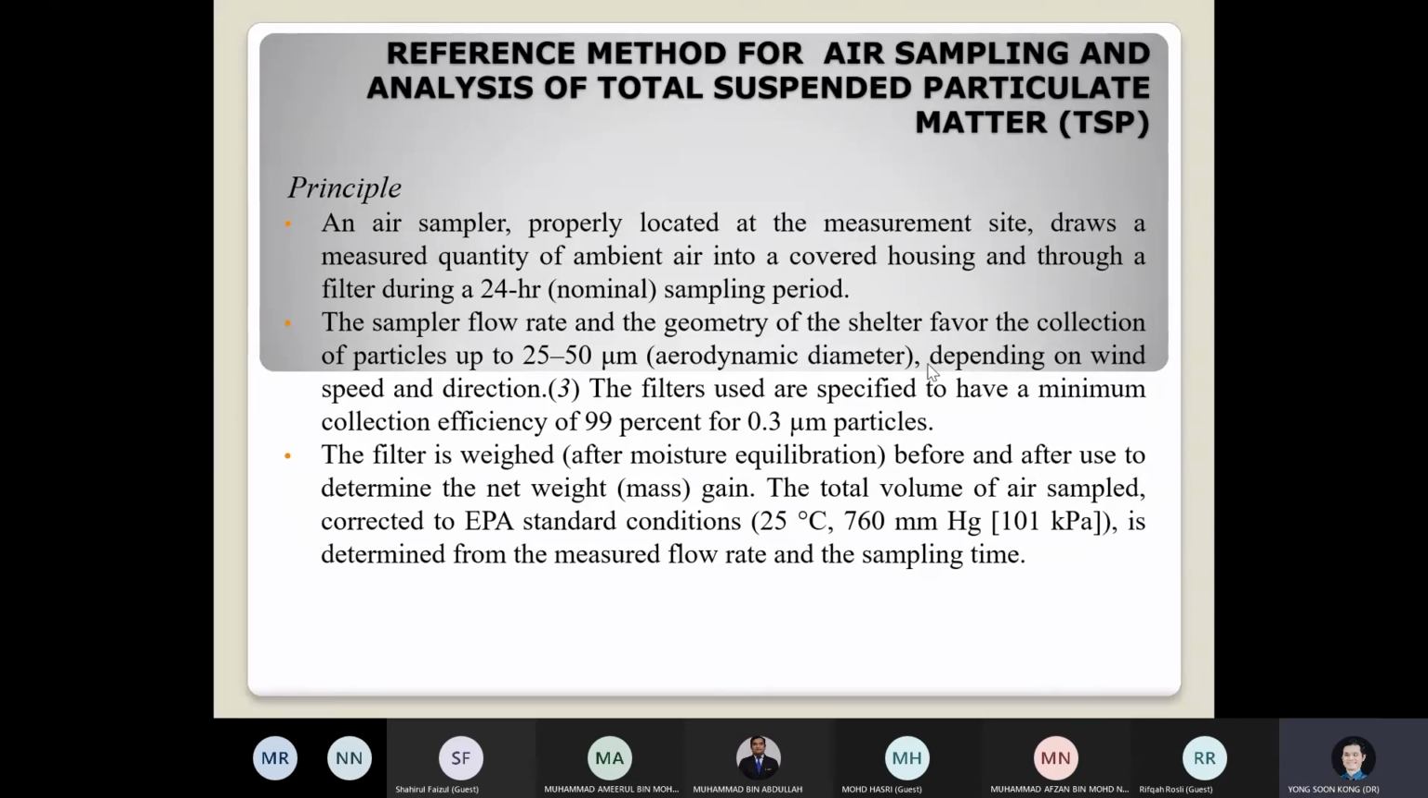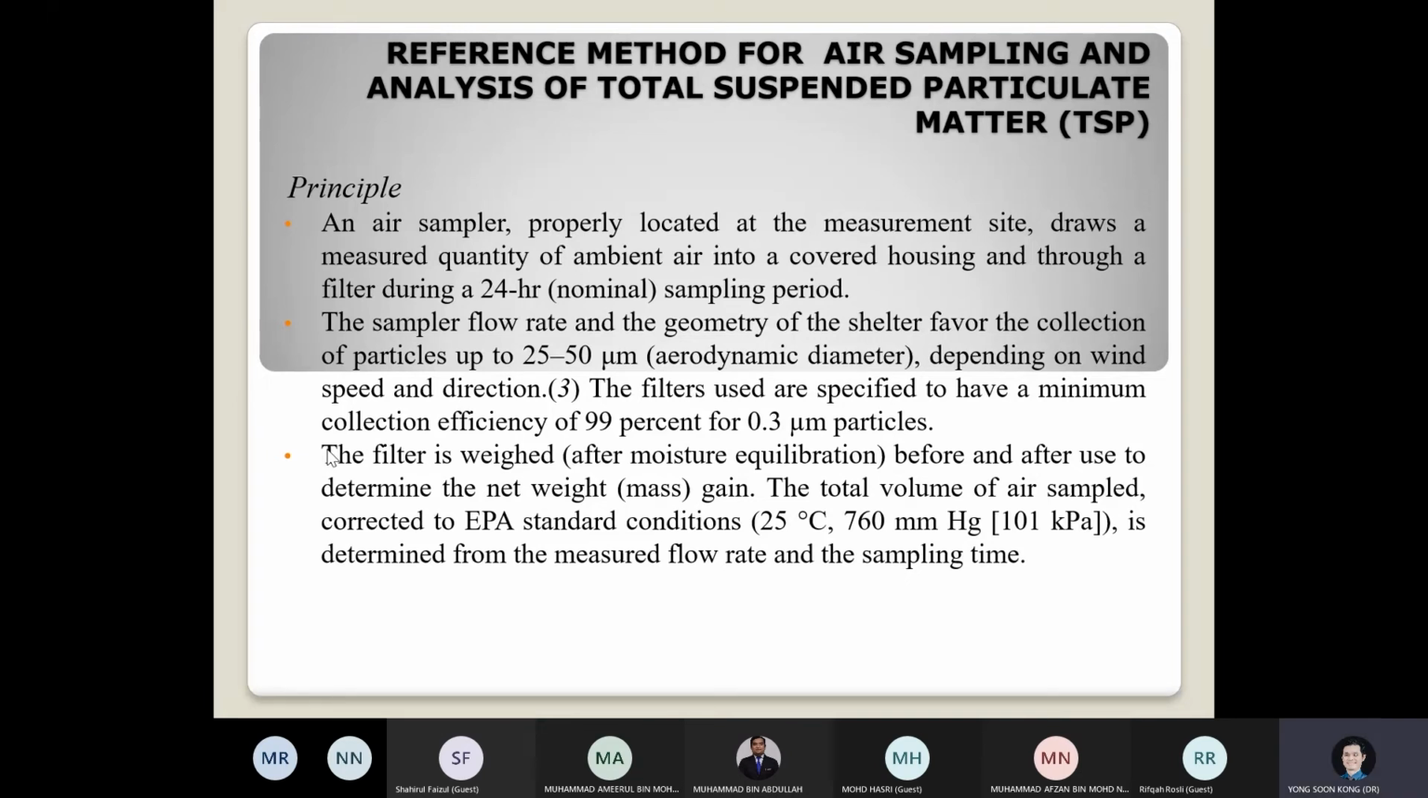And then the filter used is specified to have a minimum collection efficiency of 99% for 0.3 micron particles. So filters also vary. Some of them are just to collect TSP, and some are even better for collecting PM 2.5 or PM 10. So these filters vary, and you have to use the correct one.